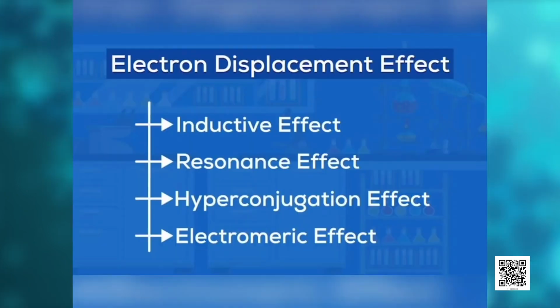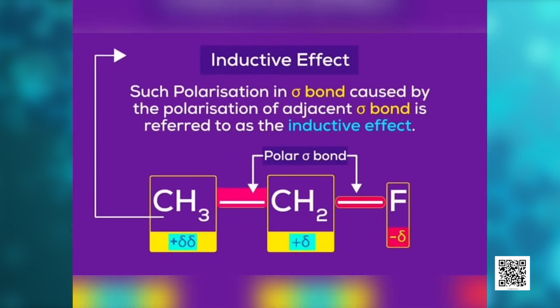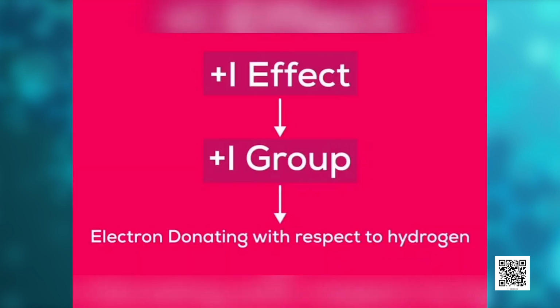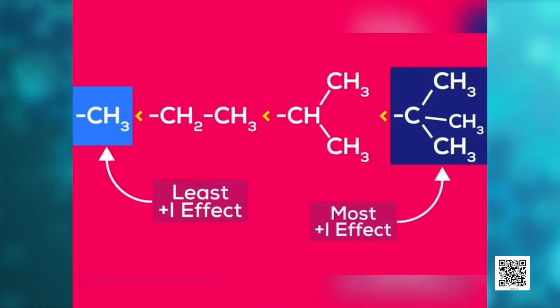Inductive effect, a type of electron displacement effect. It arises because of polarization in a sigma bond caused by the polarization of an adjacent sigma bond. It is a permanent effect and it operates only through sigma bonds. It is of two types. First, plus I effect, shown by plus I groups such as alkyl groups. Primary alkyl groups show least plus I effect, while tertiary alkyl groups show most plus I effect.